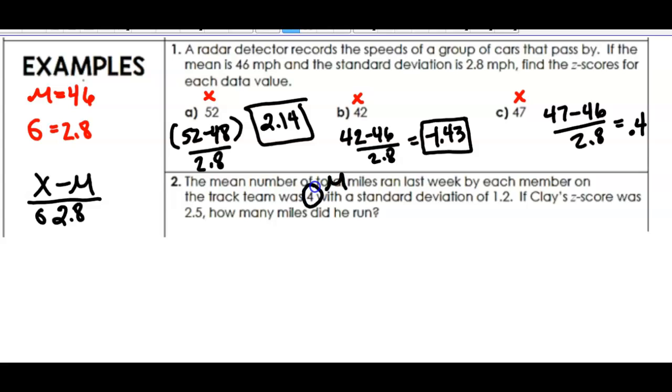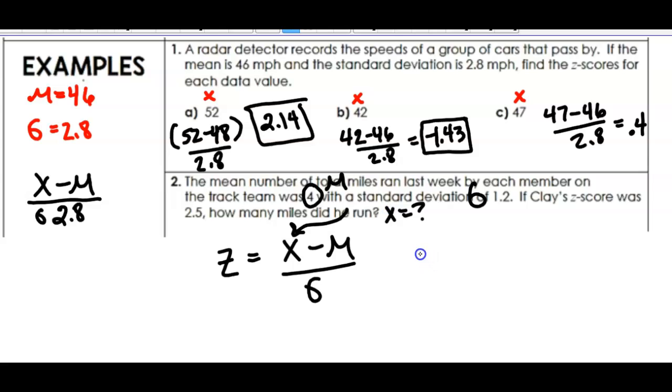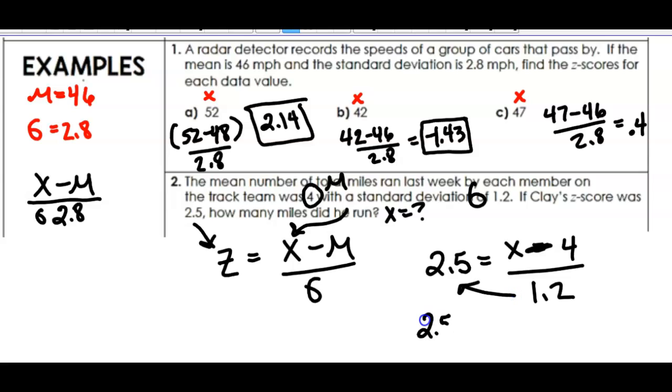All right. So the mean number of total miles run last week by each member on the track team was 4. This is the mean, with a standard deviation of 1.2. So if Clay's z-score was 2.5, oh, we have to work this guy backwards. How many miles did he run? We're trying to find x. So the z-score was 2.5. The x is what we're trying to find. The mean is 4. The standard deviation is 1.2. We would multiply this over here, and then we're going to have to add 4. So 2.5 times 1.2 is 3.